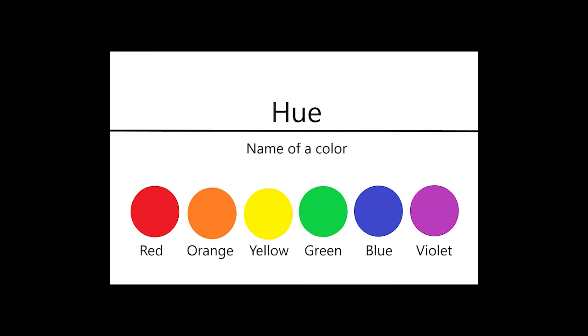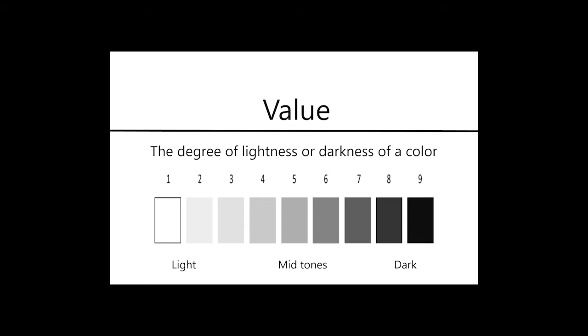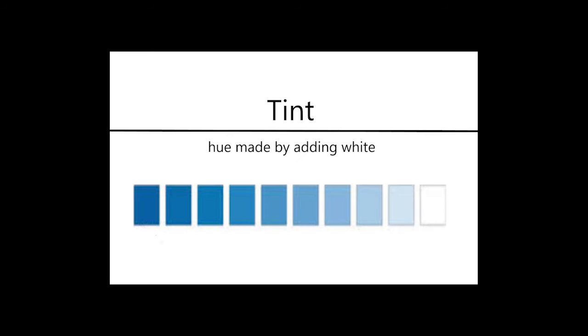Another word for color is the hue. It's an interchangeable word with color. If you want to change the darkness or the lightness of a color, you're talking about the value of the color. Now, to make a color lighter, you would add white, and you would be tinting that color.